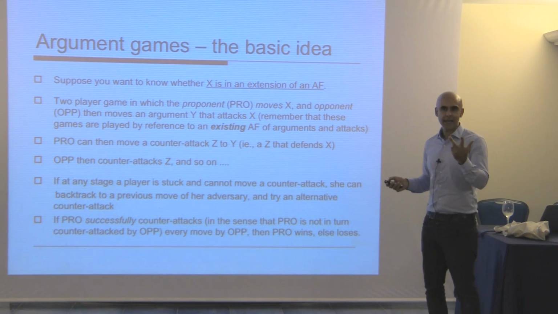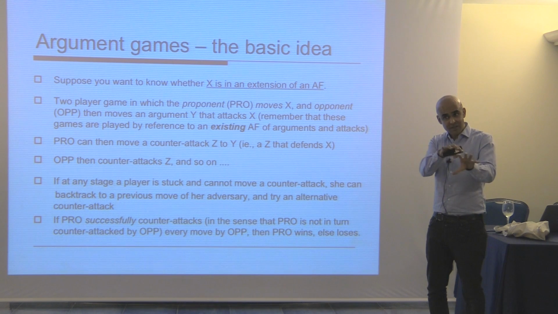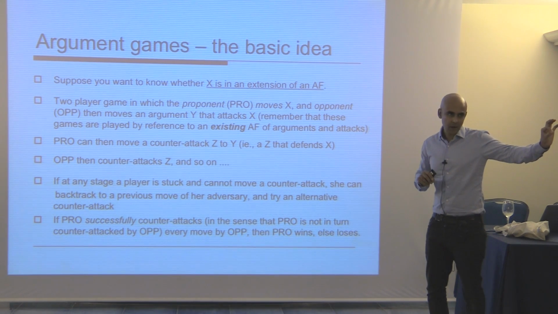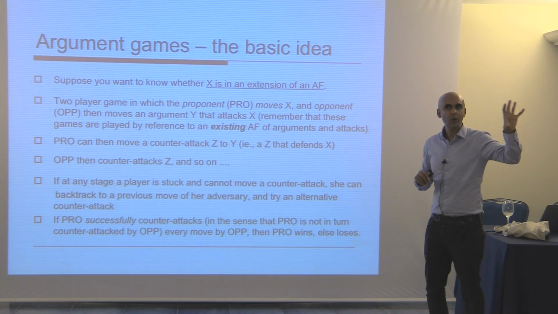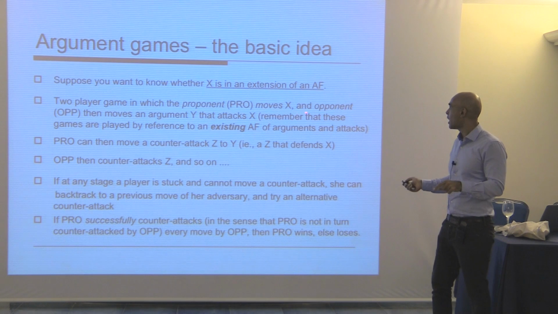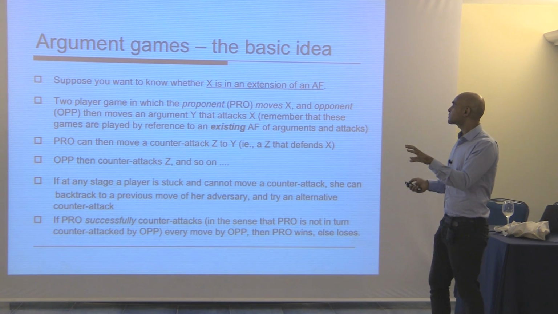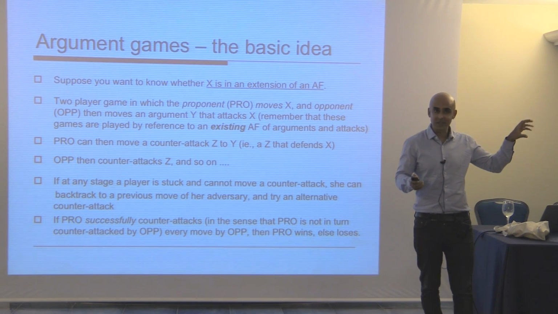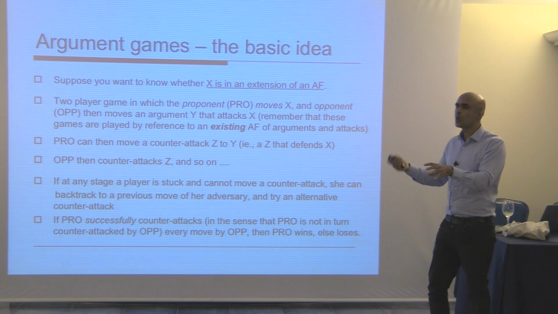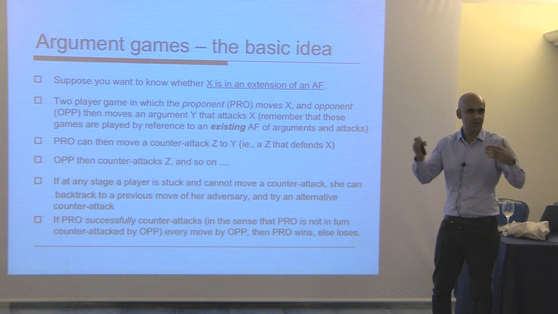We can use a two-player game, where you have a proponent that moves X. Remember, we have a given argument framework, and there's an argument X in the framework. The proponent wants to demonstrate that X is in, say, the grounded extension. Then the opponent will look at the framework and say, oh, this Y attacks X. So the opponent will move Y as a counter move, attacking the argument. Of course, the proponent can then move an argument Z in the framework that attacks Y. And so on. The opponent can then, if in the framework there is a counter-argument to Z, move that, and so on. So it's fairly obvious: you have the two players, proponent and opponent, they reference the argument framework and they move attacks.